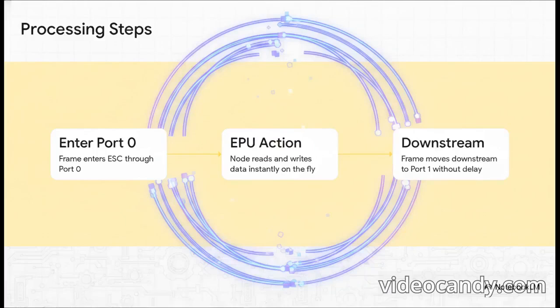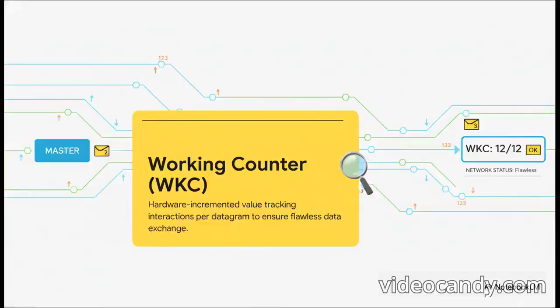Think of the frame's journey kind of like a high-speed roundabout. Step 1, the frame enters the EtherCAT slave controller, or ESC, through port 0. Step 2, as the frame passes through the processing unit, the node reads the data addressed to it and writes its response back into the frame on the fly, like instantly. Step 3, the frame moves downstream to port 1. There's no waiting, no storing the frame in memory. It's delayed only by the physical hardware propagation times.